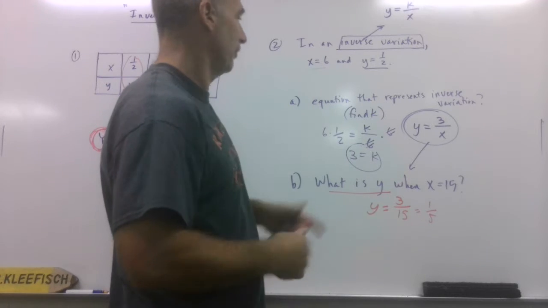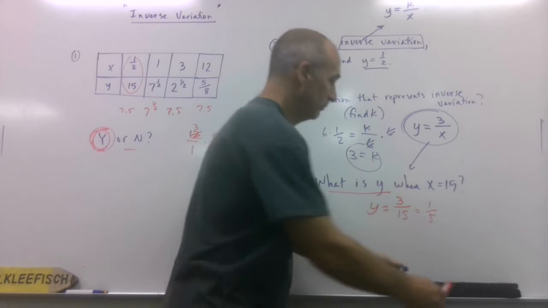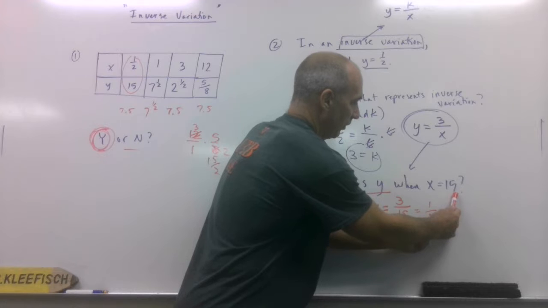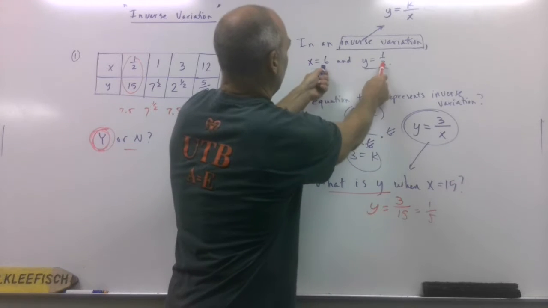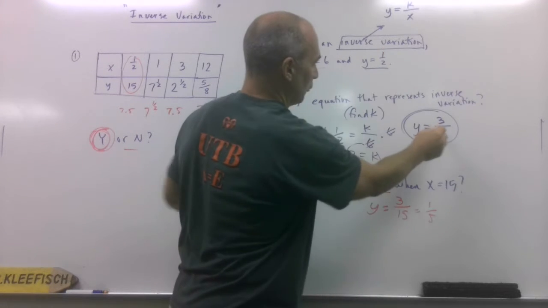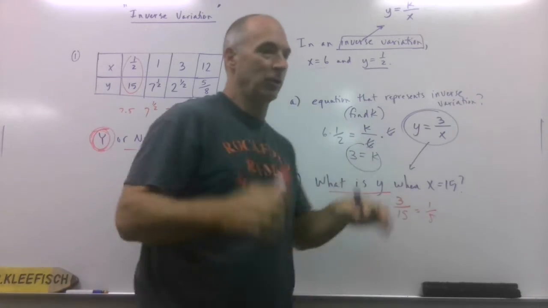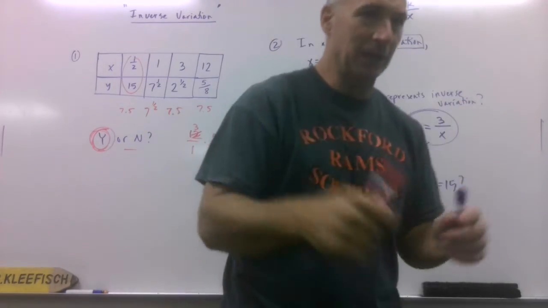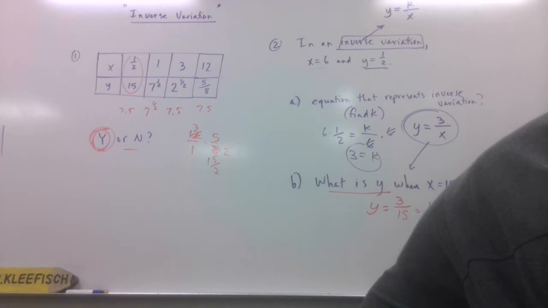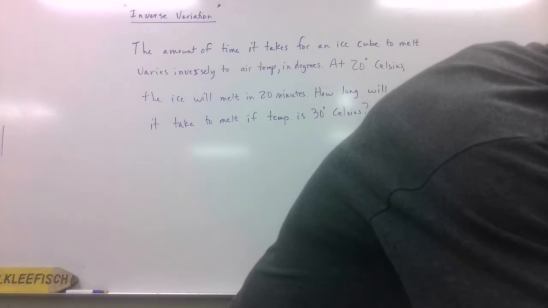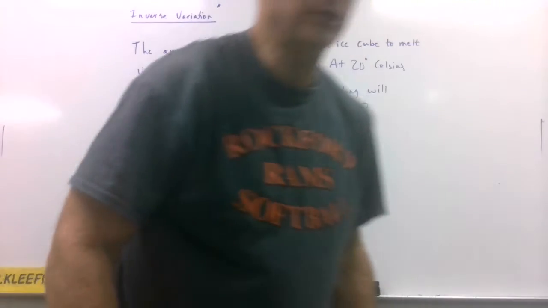And if you think about it, just to check your work, what's 15 times 1/5? 3. What's 6 times a half? 3. That's why your k is 3. So I hope this is like, oh, I'm seeing it. I never saw it back in the day. Okay, last problem before I launch you into your homework.